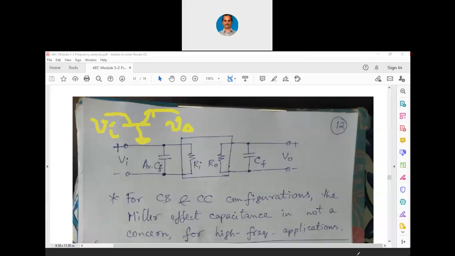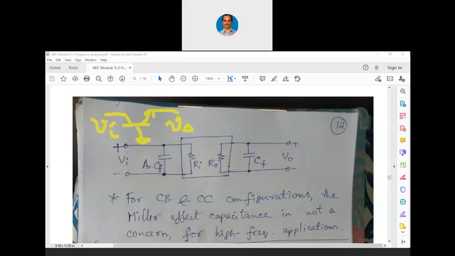Now in case of common base, there is an N region at the collector, P region at the base, N region at the emitter. Now between base and collector there is a junction capacitance. Again between base and emitter there is a junction capacitance. Now base is grounded. So there is no capacitor between emitter and collector. Even if it is there as a stray capacitance, its value is very less.